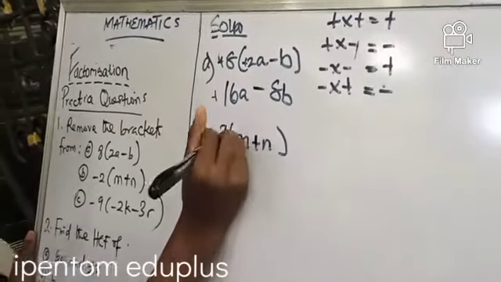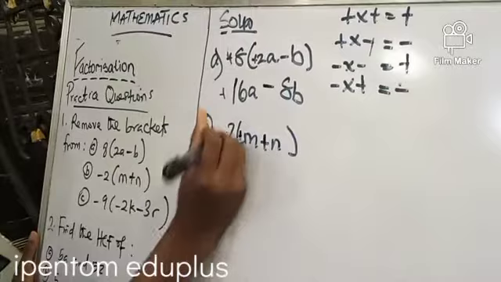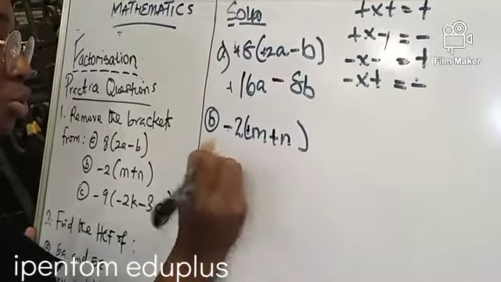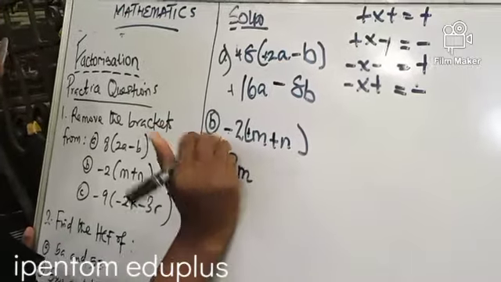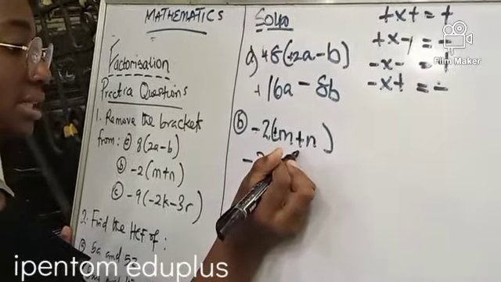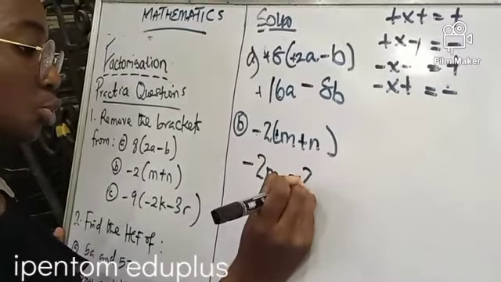For the next question, minus 2 bracket m plus n, close the bracket. Minus 2 times plus m is equal to minus 2m, and minus 2 times plus n is equal to minus 2n.